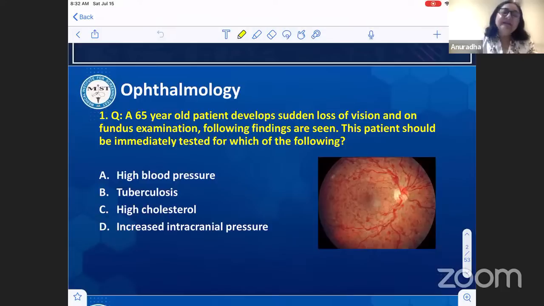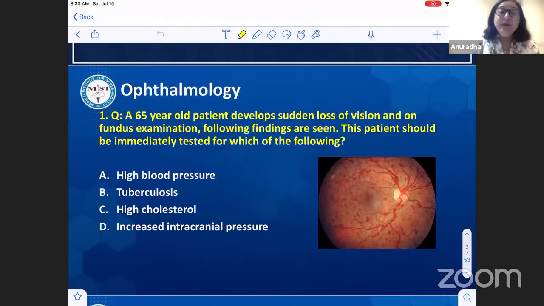let's read the statement. A 65-year-old patient develops sudden loss of vision. As I have always told you, when you read a question statement, first of all see what is the nature of the question. Here, it is an image-based question with a clinical history. Whenever there is an image and a clinical history, try to see the key points, the key features, the key words in the question statement, which can lead you to your answer. At the same time, try to identify the diagnosis from the image. That's the purpose of the question. So let's read the statement first.